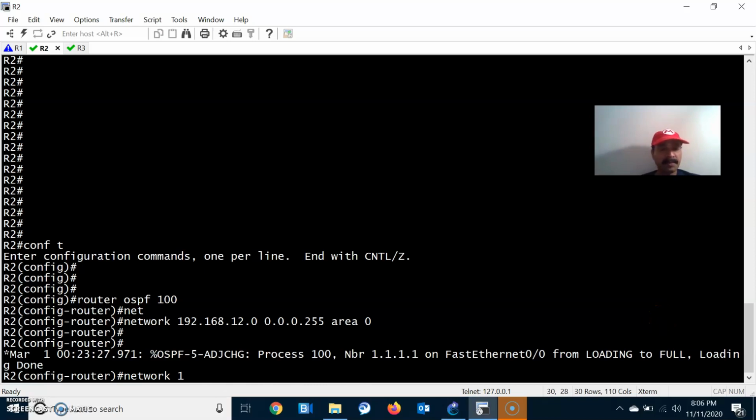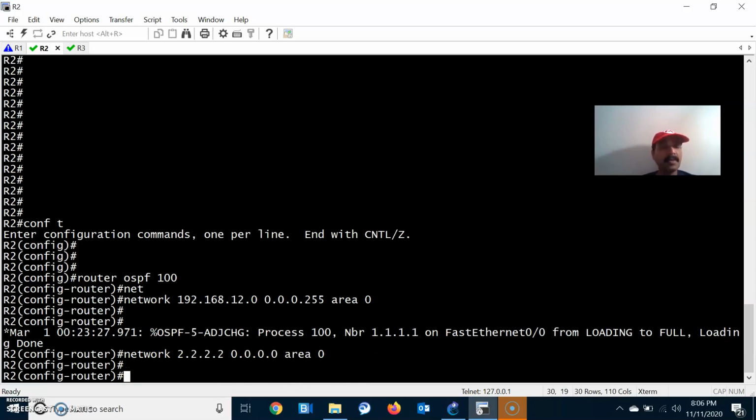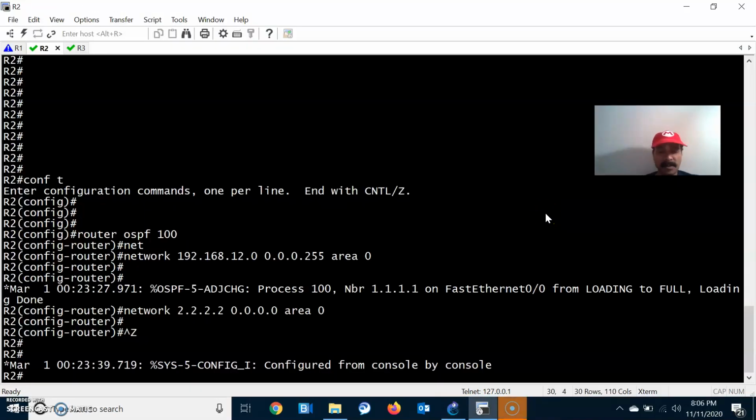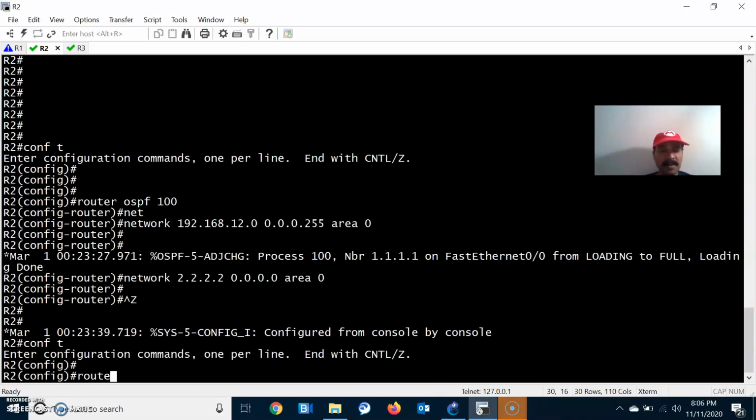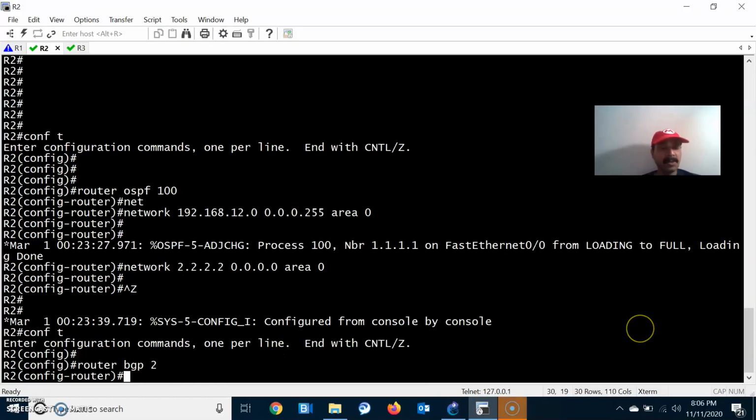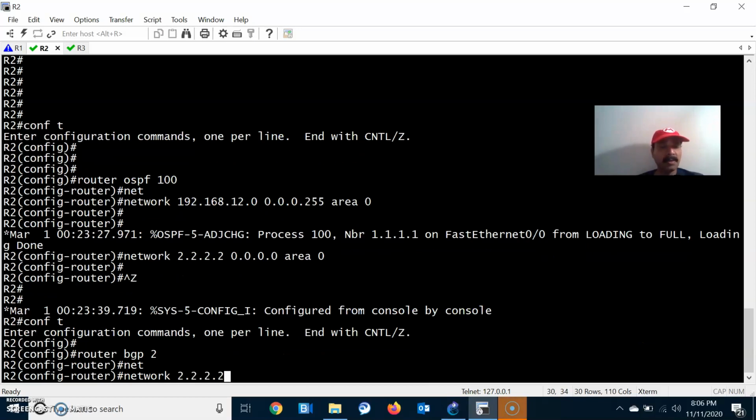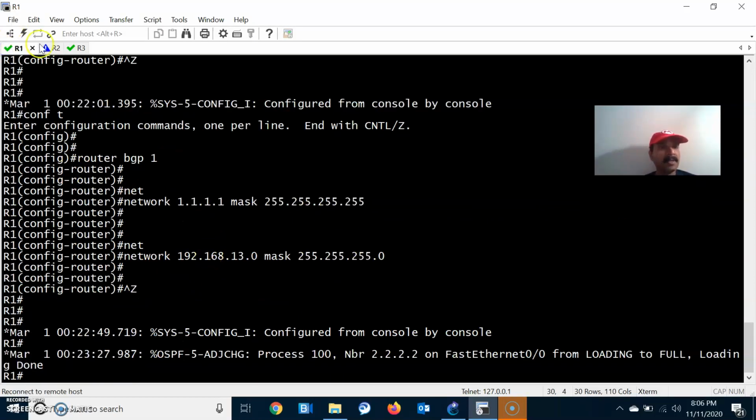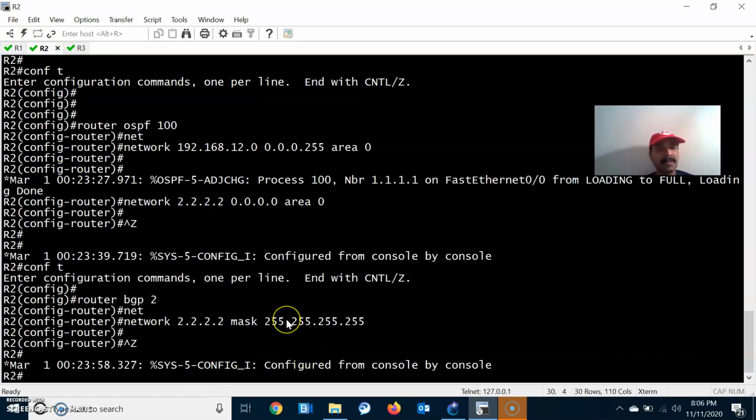So go to network 2.2.2.2 and 0.0.0.0 area 0. Similarly, the same network I am going to advertise in BGP also, right? So go to configuration mode, router BGP, and the autonomous system number is 2, and network again 2.2.2.2 and the mask is 255.255.255.255, right? So here also we configure the same thing.